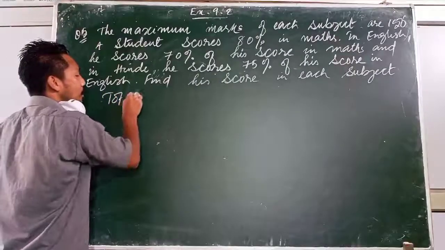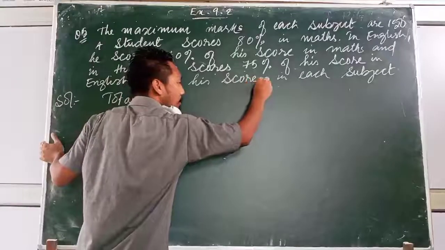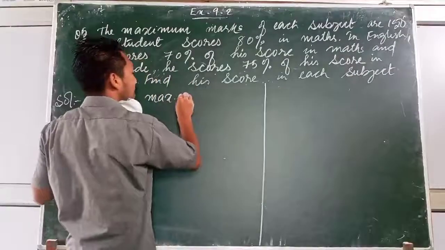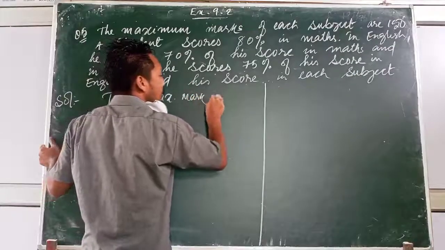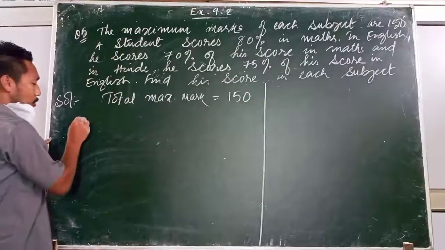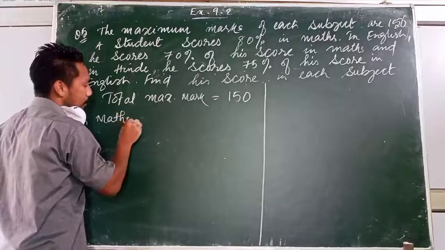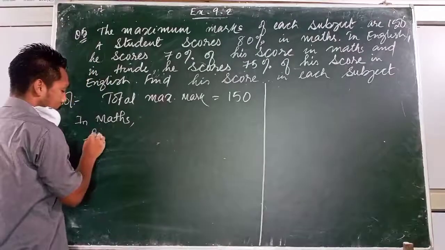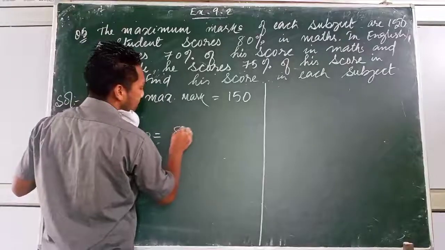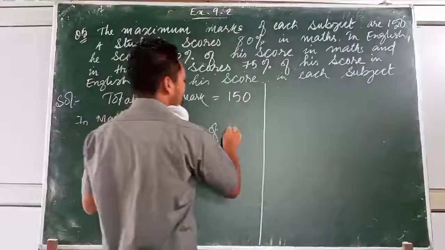Maximum marks is given. It's equal to 150. Now the score in mathematics. In mathematics, his score is equal to what? 80% of the total, that is 150.